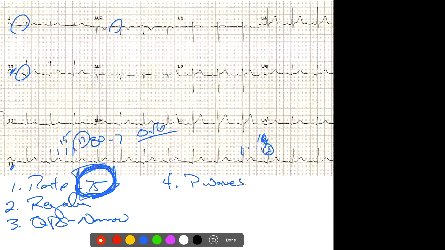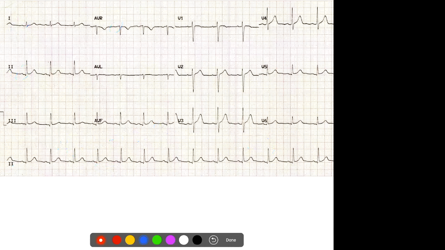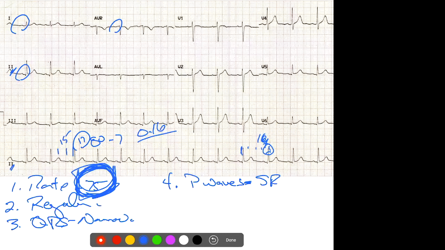Okay. So we got a fairly normal rate. We got a regular rhythm. We got a narrow QRS complex. And what about our P waves? It is upright in 1 and 2 and inverted in AVR. Good. And that fits a sinus rhythm, right? Yes. That makes it easy. So we know we have a sinus rhythm here already.